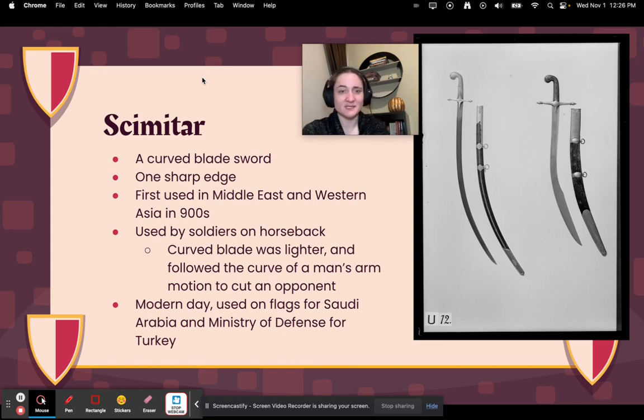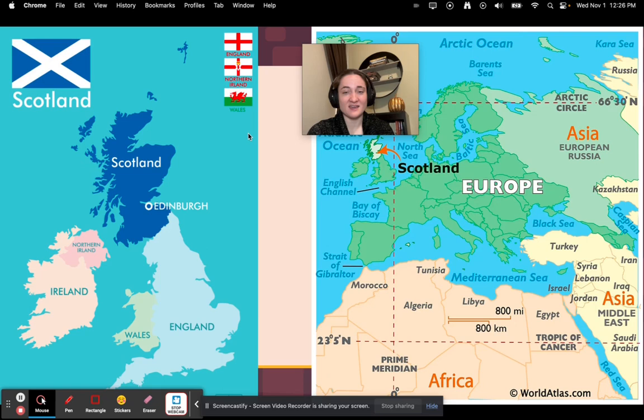I don't know, physics. Modern day, it is used on the flag for Saudi Arabia and also the Ministry of Defense for Turkey. So it's still a symbol today, which is kind of cool.